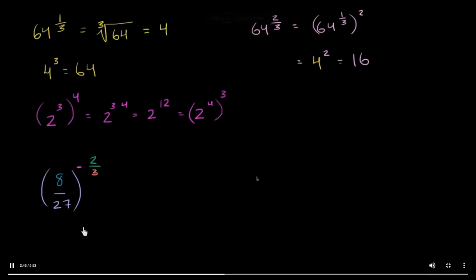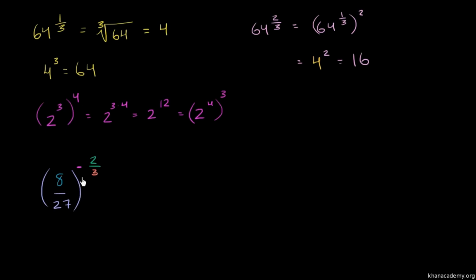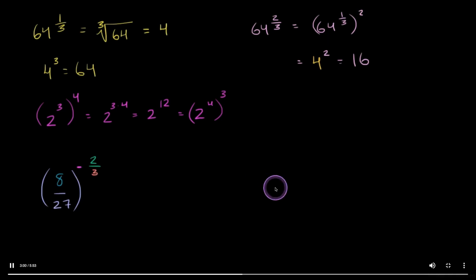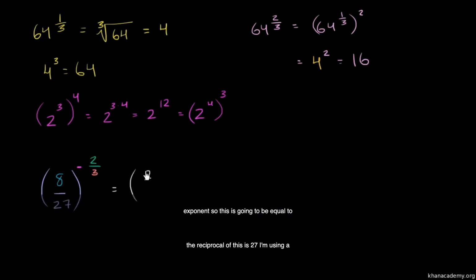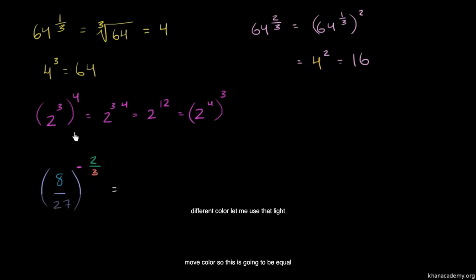I encourage you to pause this and try this on your own. Well, the first thing I do whenever I see a negative exponent is to ask how I can get rid of that negative exponent. And I just remind myself that the negative exponent really just says take the reciprocal of this to the positive exponent. So this is going to be equal to, the reciprocal of this is 27. I'm using a different color. Let me use that light mauve color.